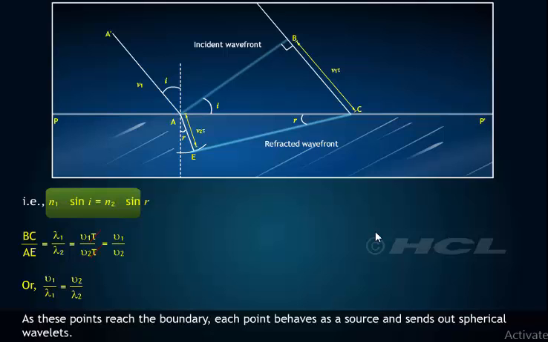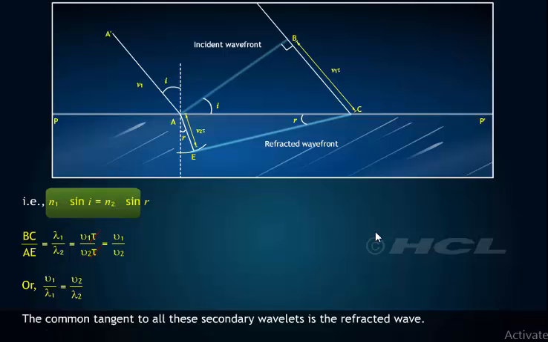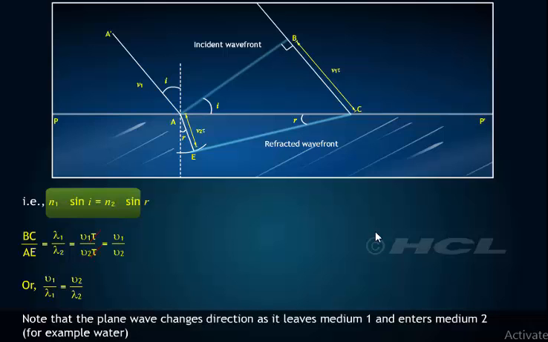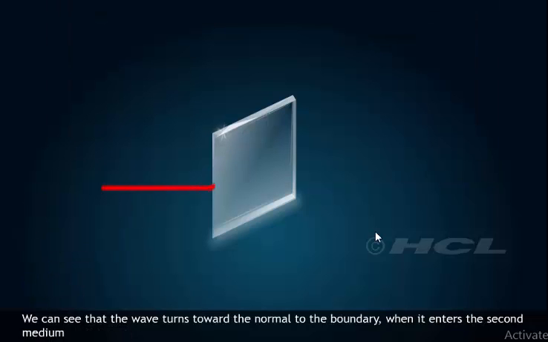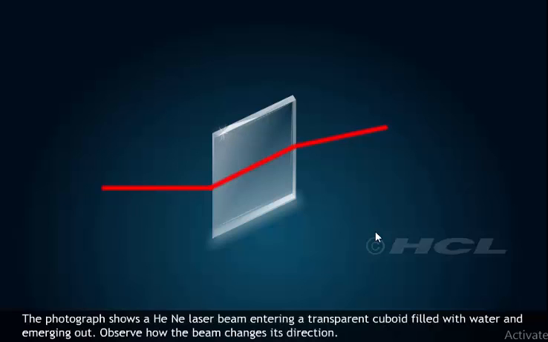As these points reach the boundary, each point behaves as a source and sends out spherical wavelets. The common tangent to all these secondary wavelets is the refracted wave. Note that the plane wave changes direction as it leaves medium 1 and enters medium 2, for example water. We can see that the wave turns toward the normal to the boundary when it enters the second medium. The photograph shows a HeNe laser beam entering a transparent cuboid filled with water and emerging out. Observe how the beam changes its direction.